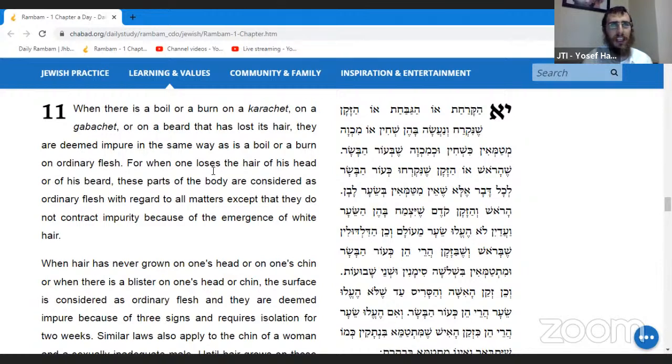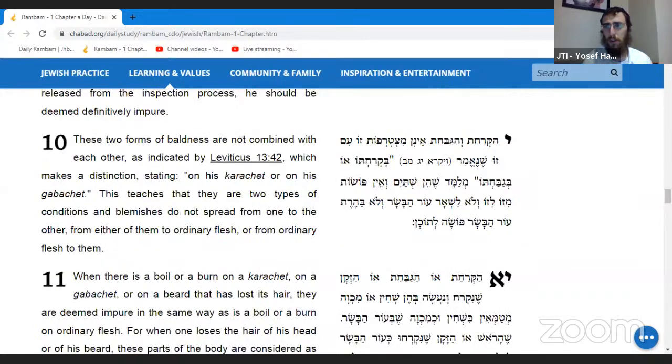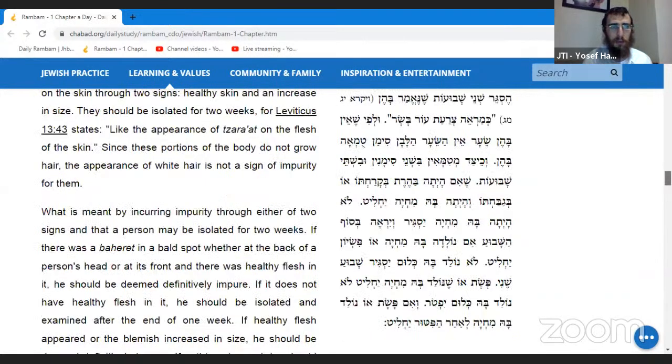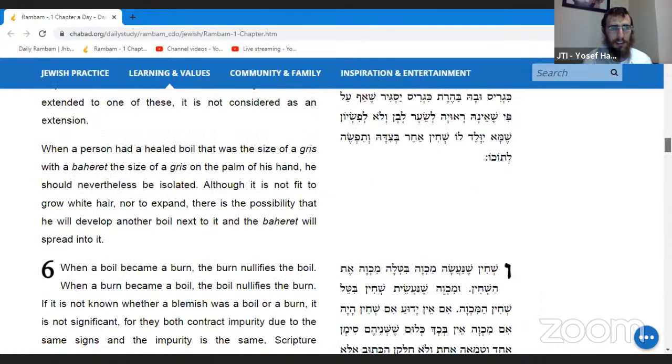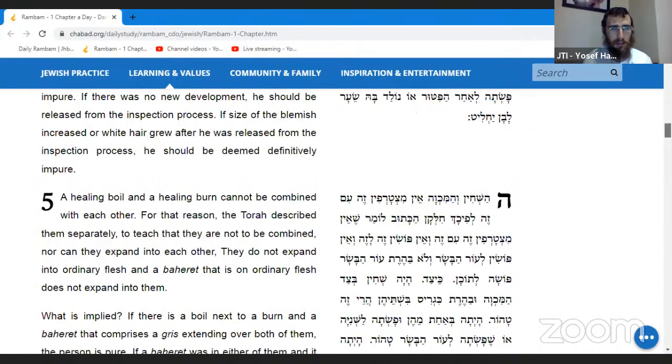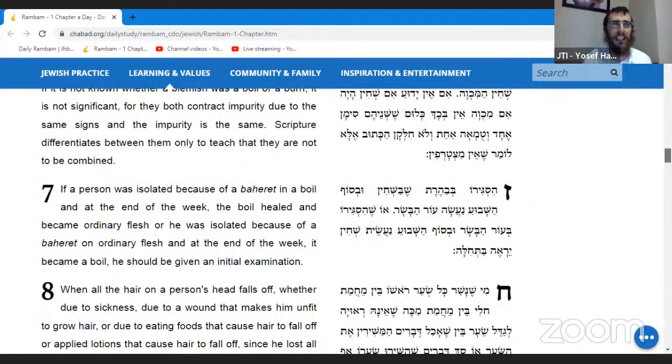But when one loses the hair on his head or on his beard, these parts of the body are considered as ordinary flesh with regards to all matters, except that they do not contract impurity because of the emergence of white hair. So that it's not the same. I guess maybe with exception to that. Because what did we say before about the shchin, or the boil or the burn? We said that white hair does make it impure. We said fresh skin doesn't, but white hair does. But we're saying on the forehead, it's the same, except that a white hair does not make it impure.